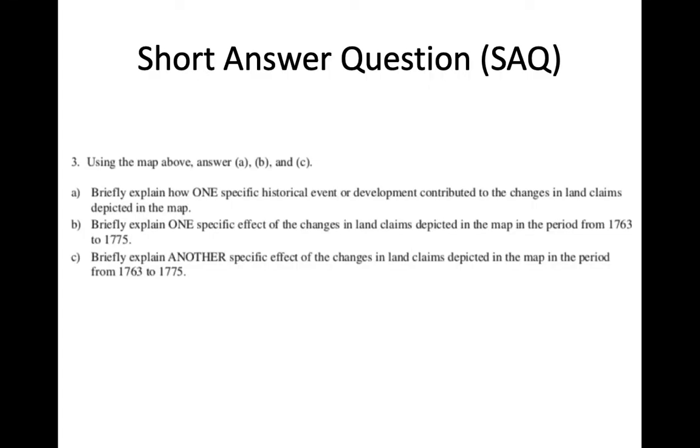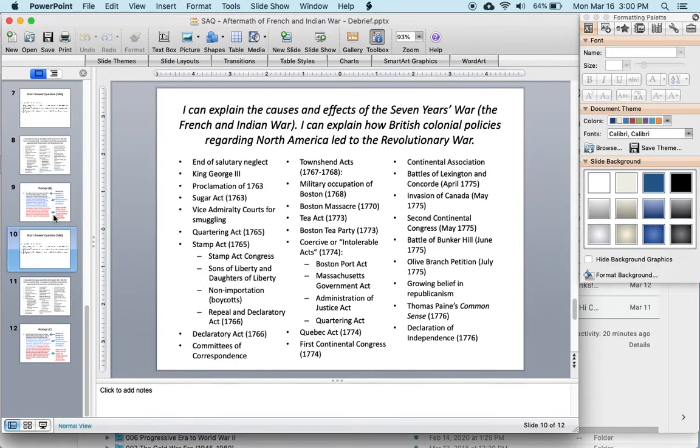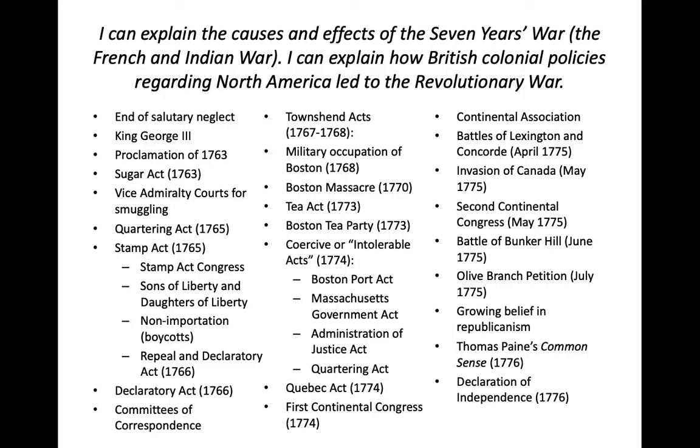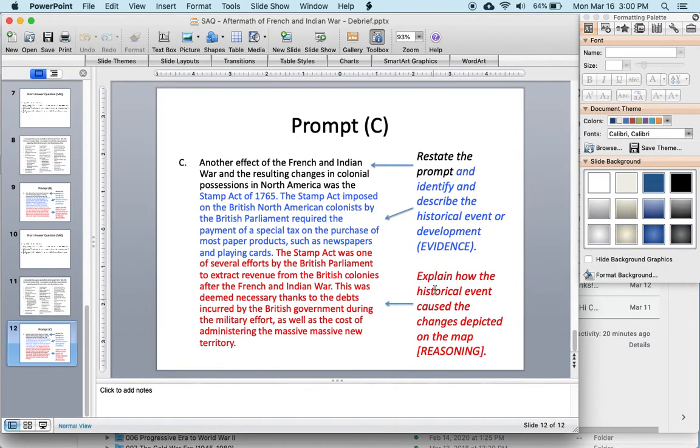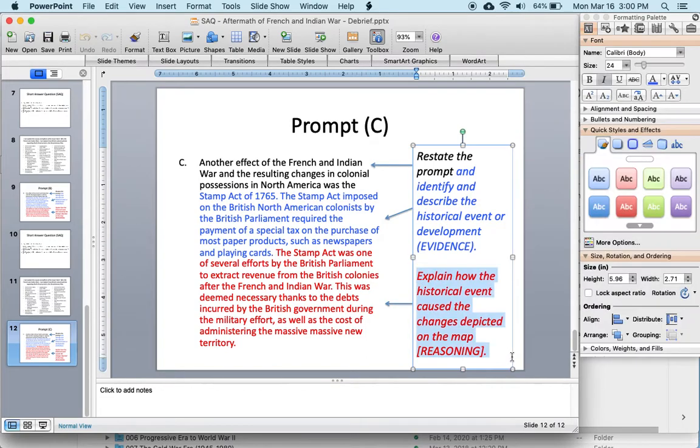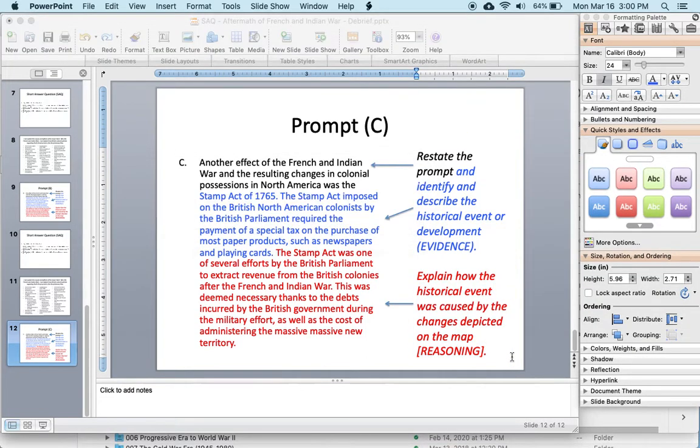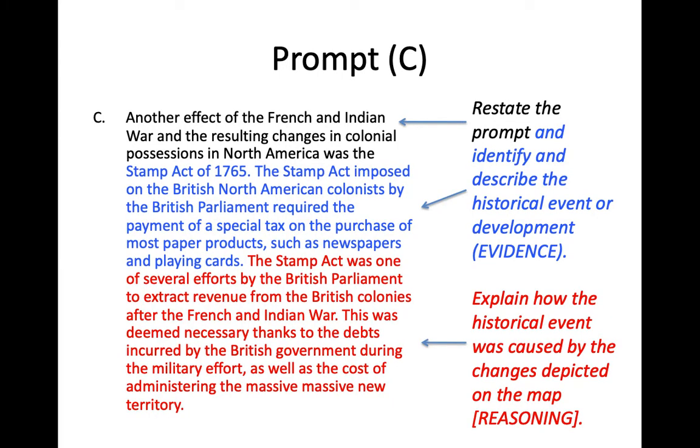Question C, briefly explain another specific effect. So once again, I could have chosen any of these here. And I picked the Stamp Act. Let me fix this real quick, and I'll walk you through this answer. The Stamp Act, another effect of the French and Indian War was the Stamp Act. And then in blue, I describe the Stamp Act, as you must any piece of evidence that you include in the short answer question. And in the red part, I explain how the Stamp Act is connected to the changes in the map.